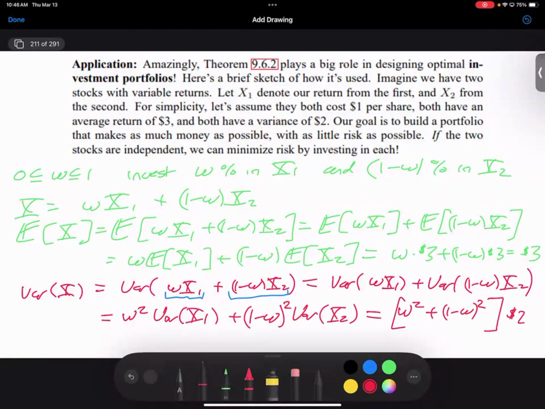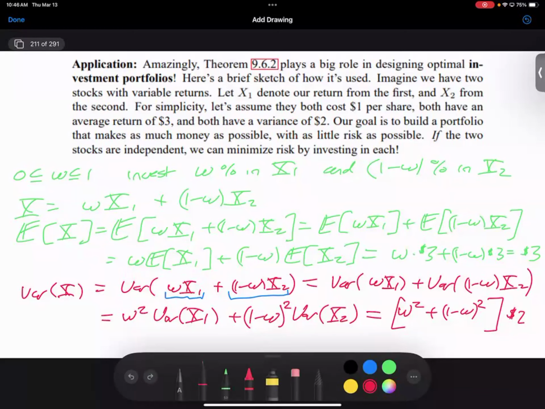Actually, there's a small typo. Can it have a variance of $2? The unit. Yeah, that's the wrong unit, right? I should really say, standard deviation of $2 or something like that. We'll ignore that right now, okay?